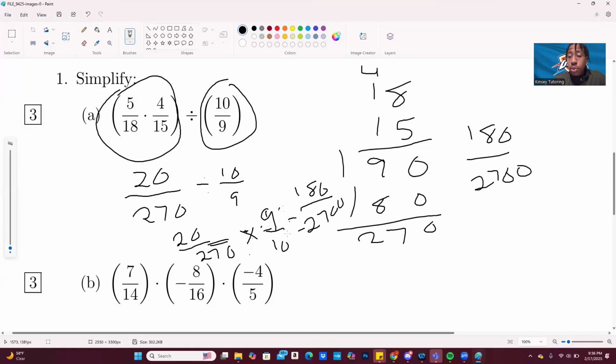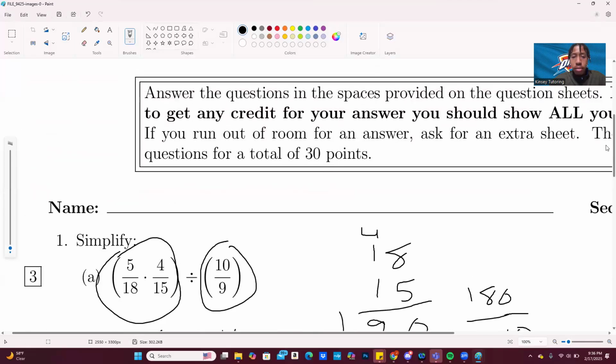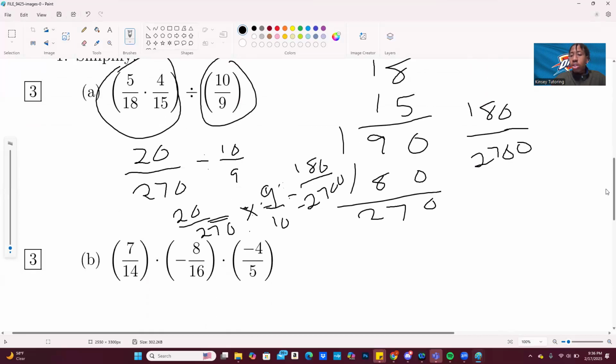Now, an easy way to reduce this, it says simplify. I believe at the top it says to simplify. If you want to reduce this, eliminate the zeros, right? So 18 and 270. What you can do is remove the zero at the end and say, what do 18 and 27 go into? That could be 3, right? But then there's a number higher than that, 9, right? So you remove the zeros to make it easier to divide.